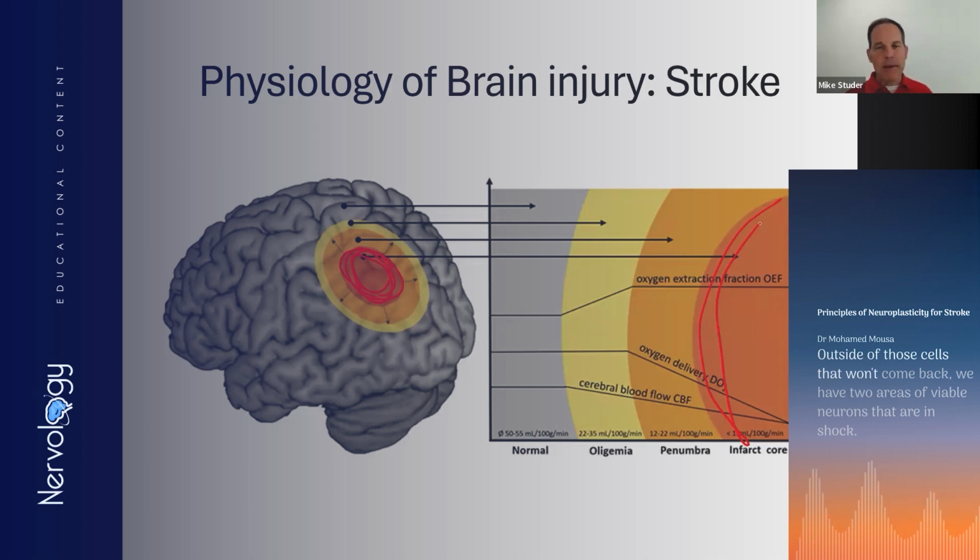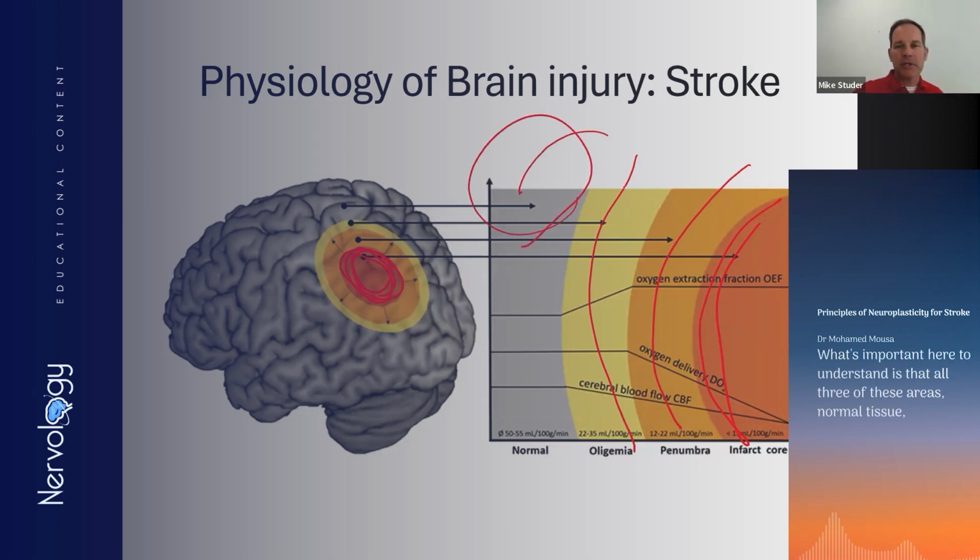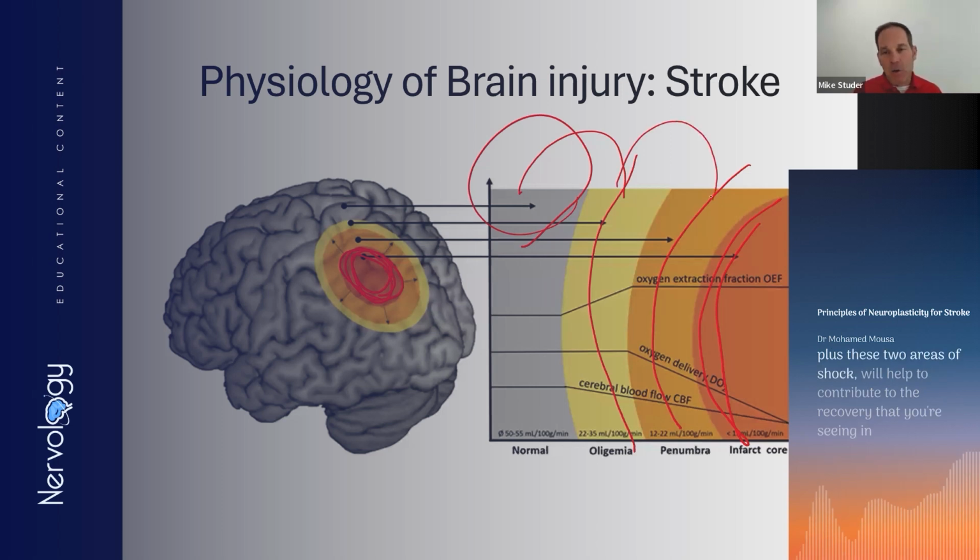Outside of those cells that won't come back, we have two areas of viable neurons that are in shock. So when we have spontaneous recovery, that recovery comes from these other two areas, the area of penumbra and oligemia. What's important here to understand is that all three of these areas, normal tissue plus these two areas of shock, will help to contribute to the recovery that you're seeing in your patients through spontaneous improvement and neuroplasticity.